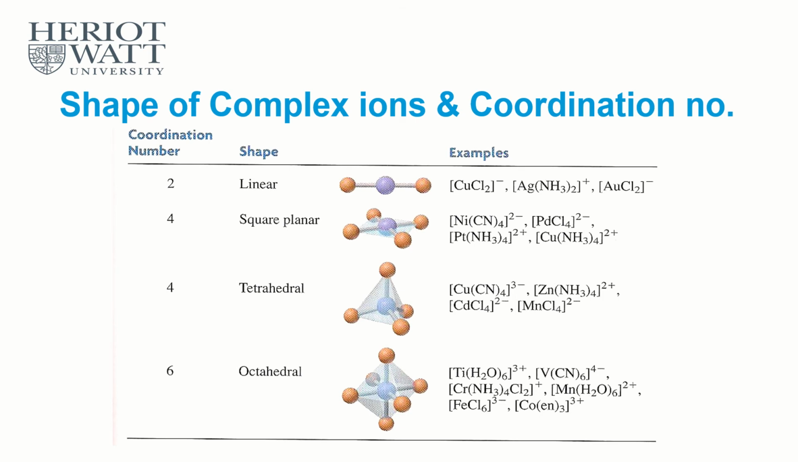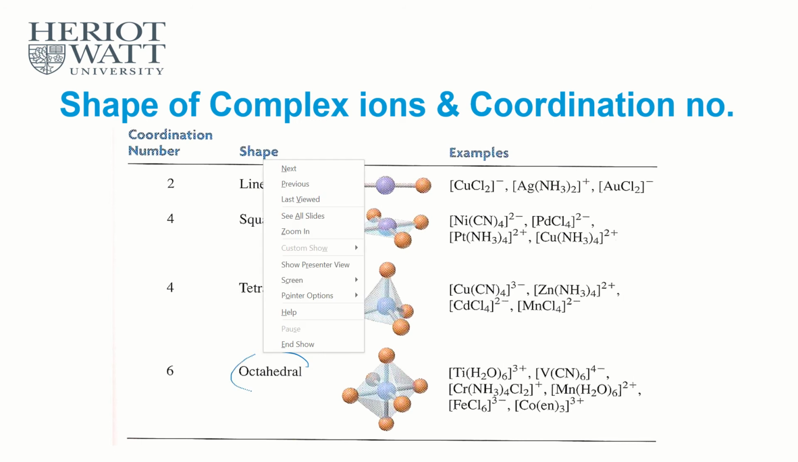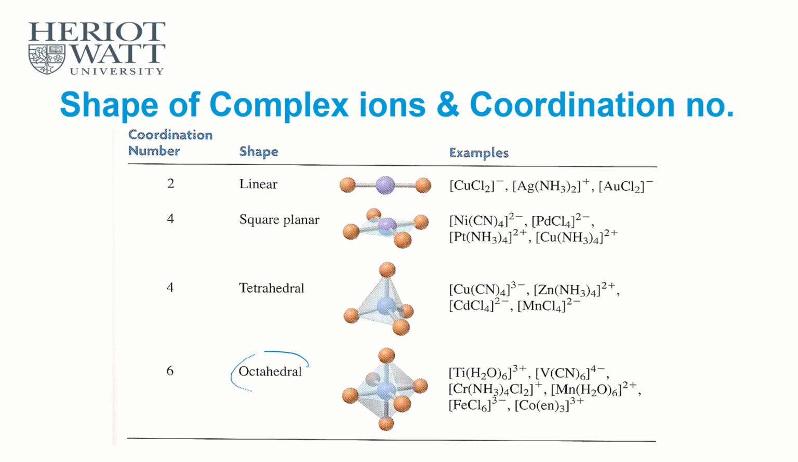All right, and one more piece of good news is we only need to focus on octahedral and square planar. These are the common molecular shapes for transition metal complexes. Okay, so let's go through it again. Linear means you have 2 bonding pairs. Square planar can be 4 bonding pairs, or tetrahedral, also 4 bonding pairs. Octahedral is 6 bonding pairs.